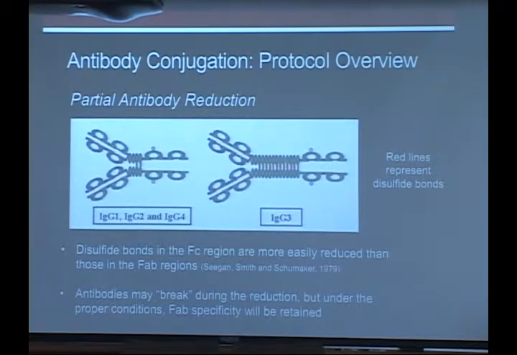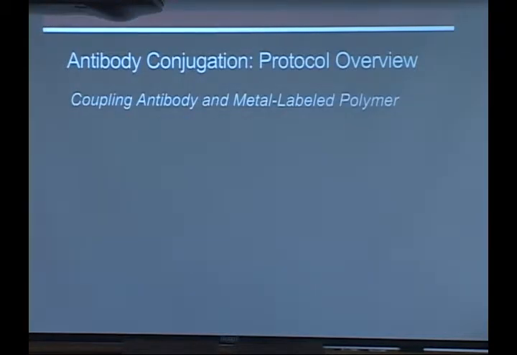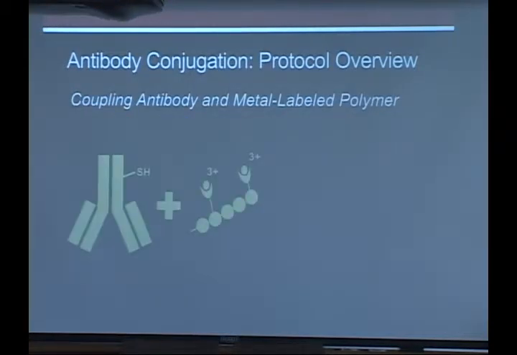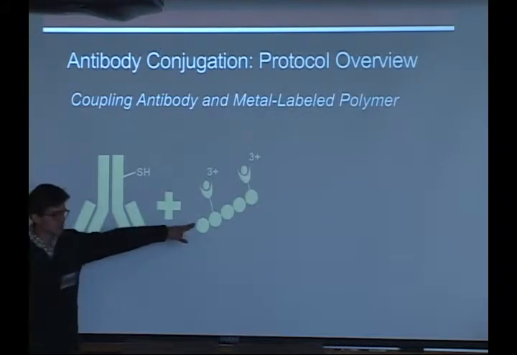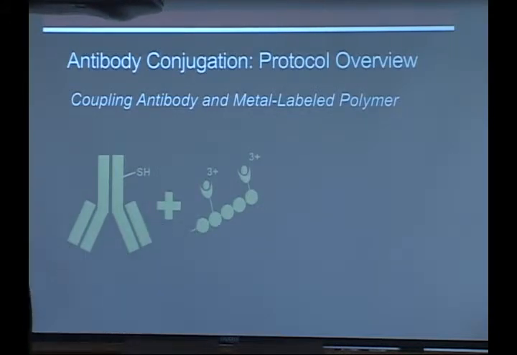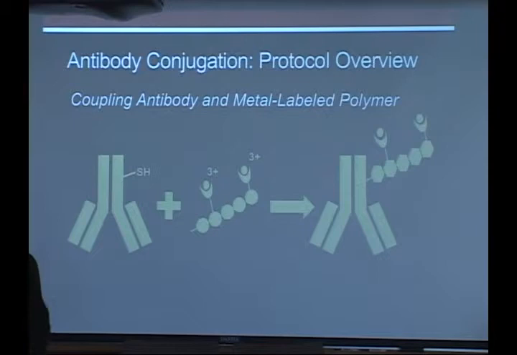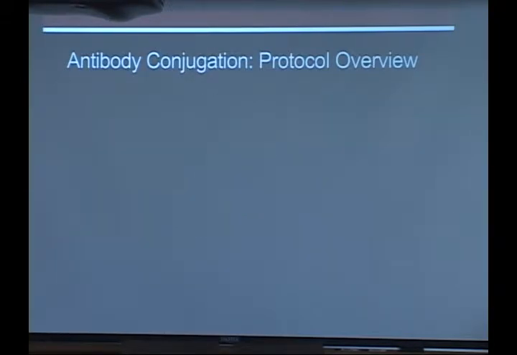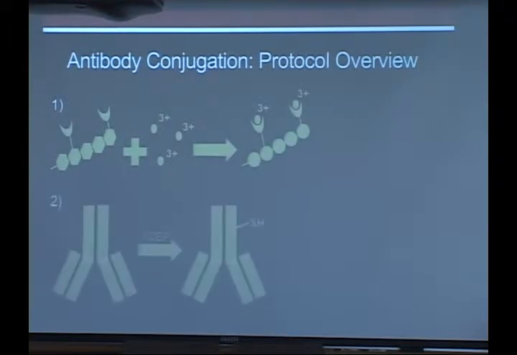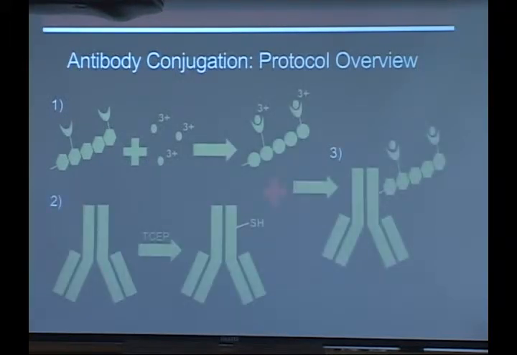And that provides us with the sulfhydryl groups that we need to actually couple our metals onto the antibodies. And then the last step is taking this partially reduced antibody, adding it to our polymer chain with the trivalent metals chelated, and allowing that reaction to go to completion. So 3 main steps here.